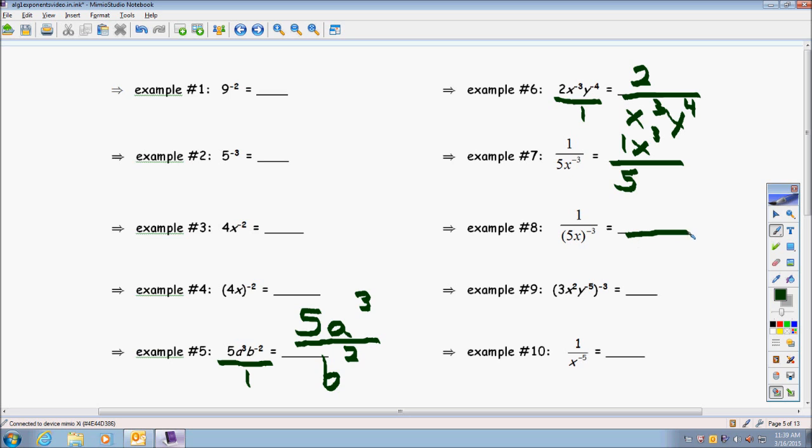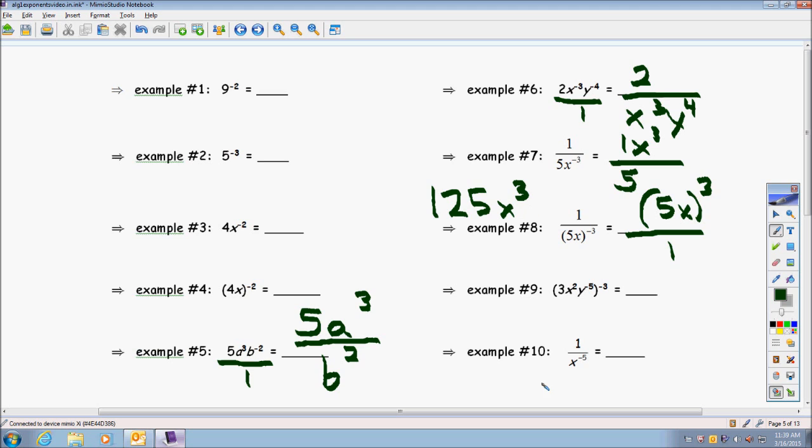So this time the entire thing is bad. So we're going to move up the entire 5x, move it upstairs, and that's going to become positive 3. And it's over 1. If it's over 1, you don't need to put that. So it's going to become 5 cubed, which is 125, and then x cubed. Good enough for me.